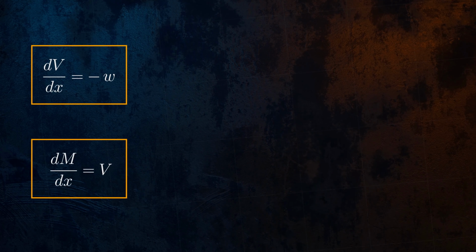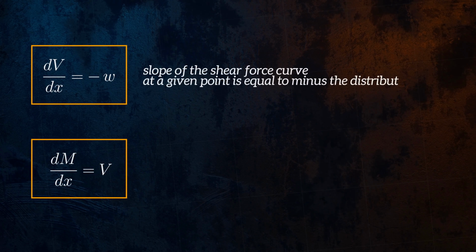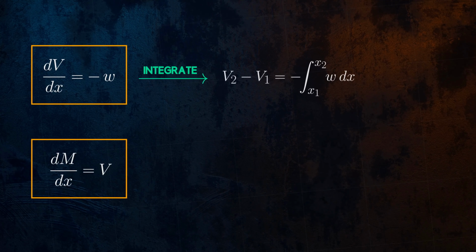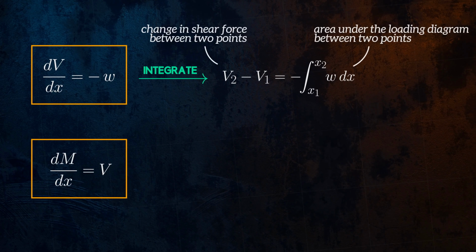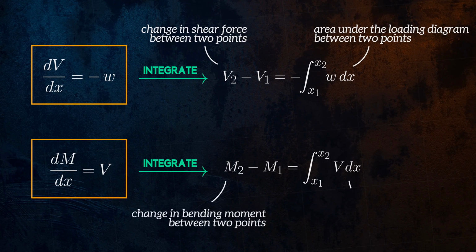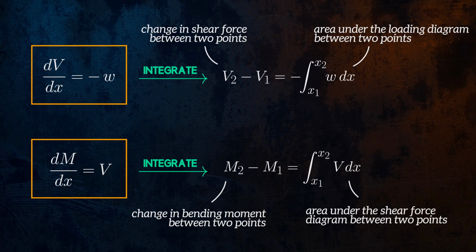The quantity dV over dx is the slope of the shear force curve, and at a given point along the beam it is equal to minus the distributed force. Similarly, dM over dx is the slope of the bending moment curve, and at a given point it is equal to the shear force. If we integrate the first equation, we can show that the change in shear force between 2 points is equal to the area under the loading diagram between those 2 points. And if we integrate the second equation, we can show that the change in bending moment between 2 points is equal to the area under the shear force curve.